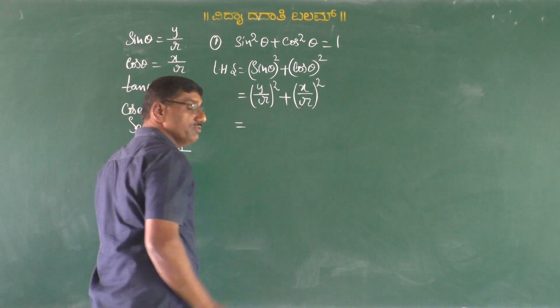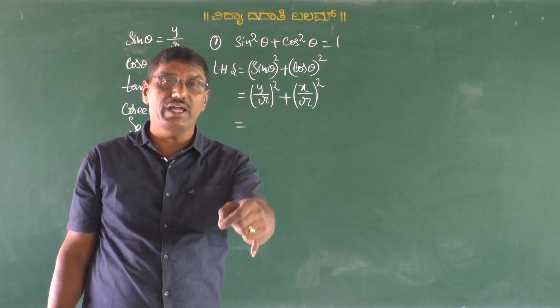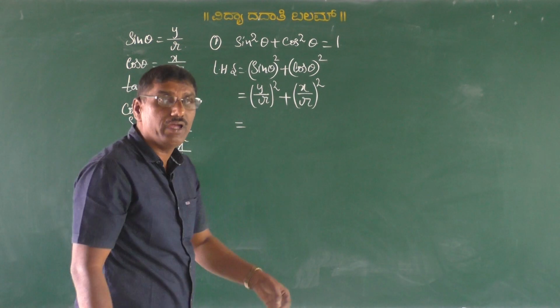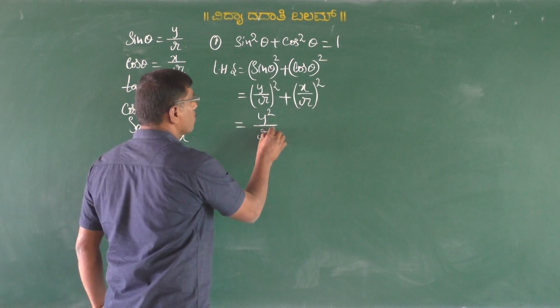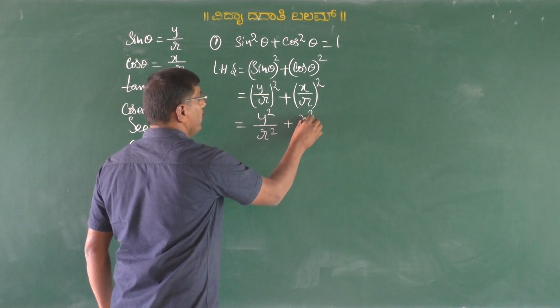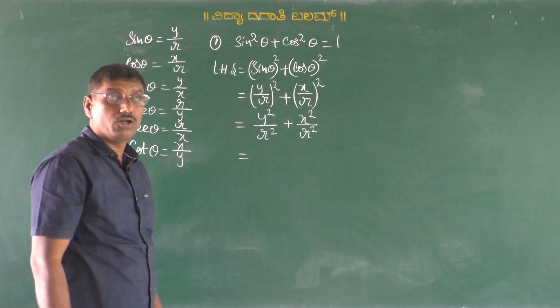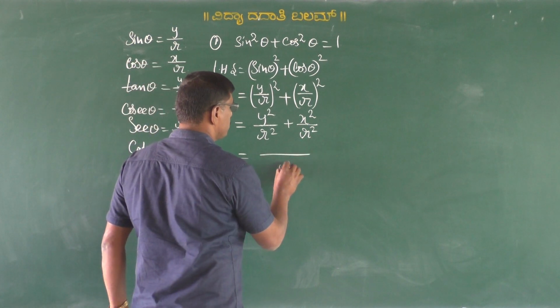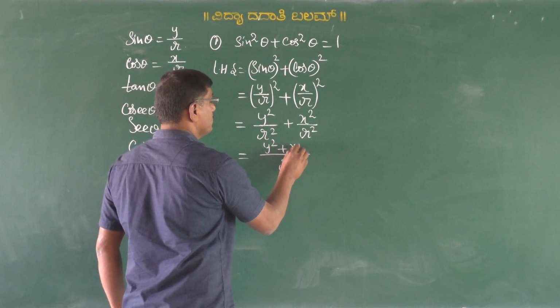This can be written as, we know the formula, a by b whole to the power of n can be written as a to the power of n divided by b to the power of n. In the same way, this can be written as y square divided by r square plus x square divided by r square. Here the denominator r square is the same, my dear students. Then it becomes y square plus x square.